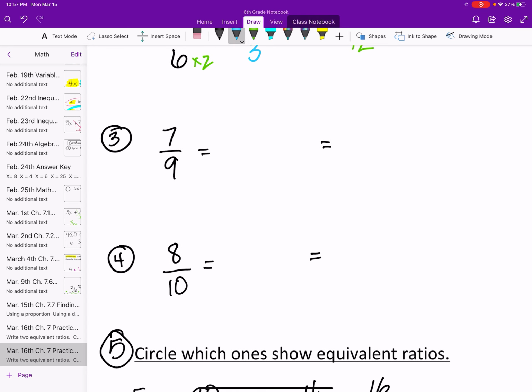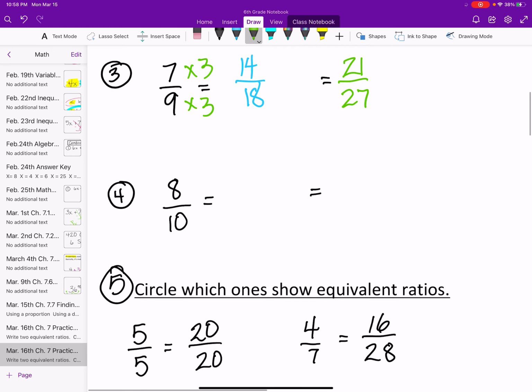Okay. This one down here is already in simplest form, so I'm just going to multiply by 2 on top and bottom. I get 14 over 18. Then I can choose to multiply by 3, or whatever number you want. Doesn't matter. I'm just keeping it simple by multiplying by 2 and 3. 7 times 3 is 21. 9 times 3 is 27. So 21 to 27 would also be another equivalent ratio.